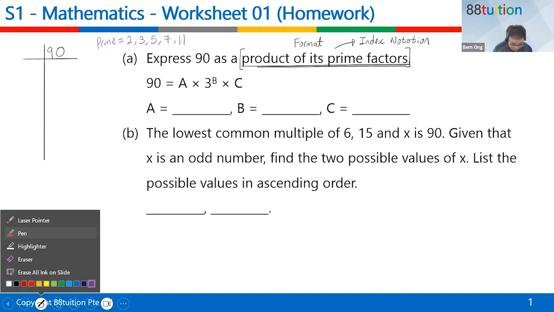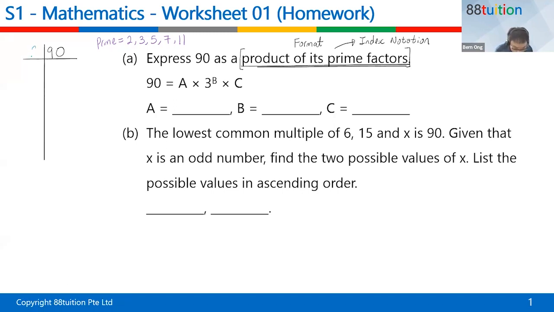So down here, 90 is an even number. You divide by the only even prime number, which is 2, to give you 45. And 45, can you divide by 2? Cannot. You have to move on to the next number. Please remember to do things systematically. So if 2 cannot, go on to 3. Can it be divided by 3? You look at the number 45. Take 4 plus 5.